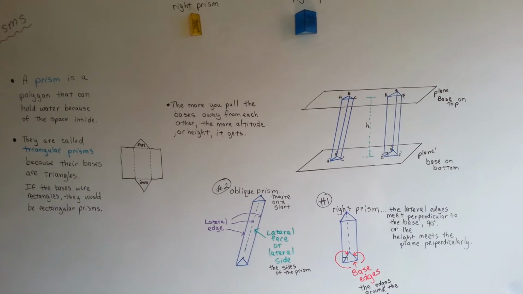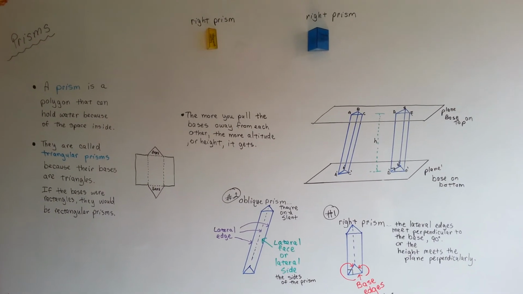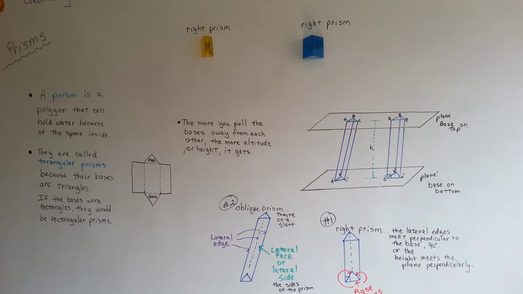That's it. We're going to discuss the area of these prisms next. So that's why it's important to know there's 5 planes.